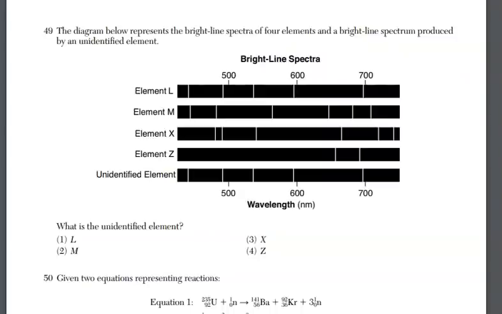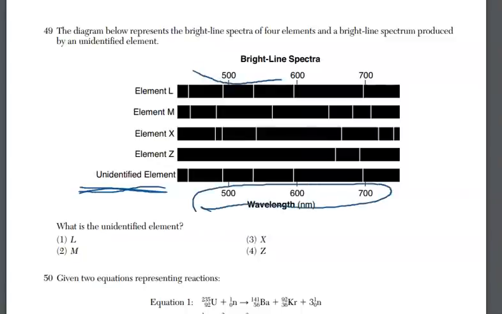For 49, we're looking at the bright line spectra for 4 elements, and then we have an element that's undefined, and we're asked to identify it. Well, you're going to play the matching game here. Every line on this unidentified element's spectra has to match. Before you even start, double check the wavelength numbers right on the scale to make sure that they are matching up with these elements. New York State has sometimes moved them over, which makes it harder to make a match. And it's not saying it's a combination of elements here, it's just one.